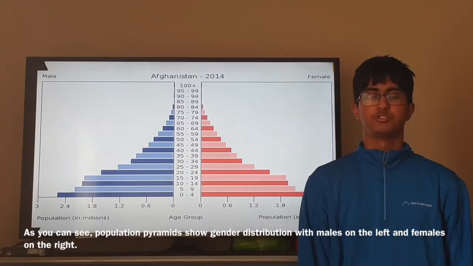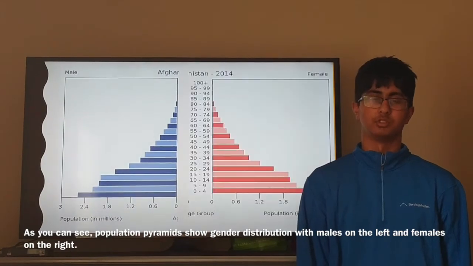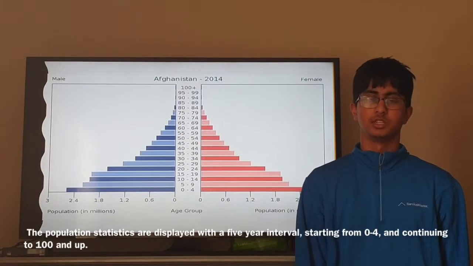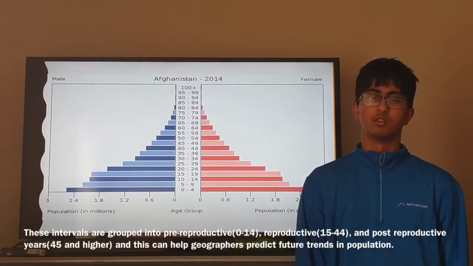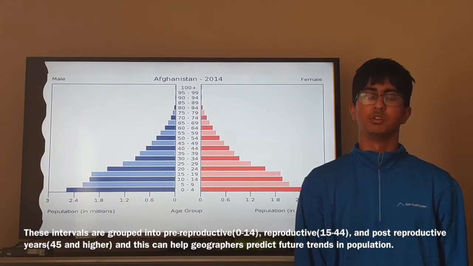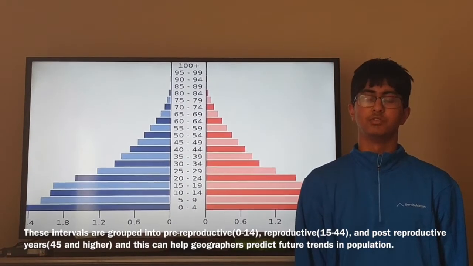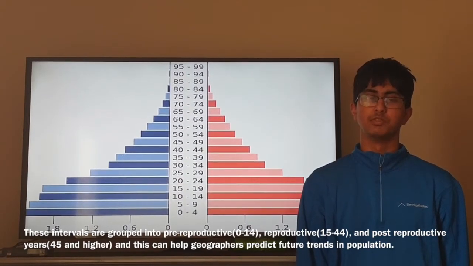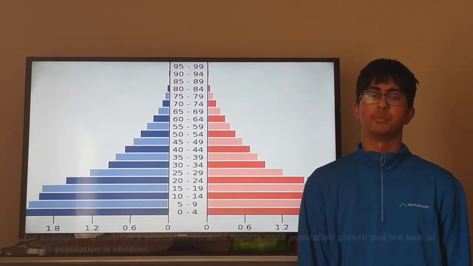Population pyramids show gender distribution with males on the left and females on the right. The population statistics are displayed with a 5-year interval, starting from 0 to 4 and continuing to 100 and up. These intervals are grouped into pre-reproductive, 0 to 14, reproductive, 15 to 44, and post-reproductive years, 45 and higher, and this can help geographers predict future trends in population.